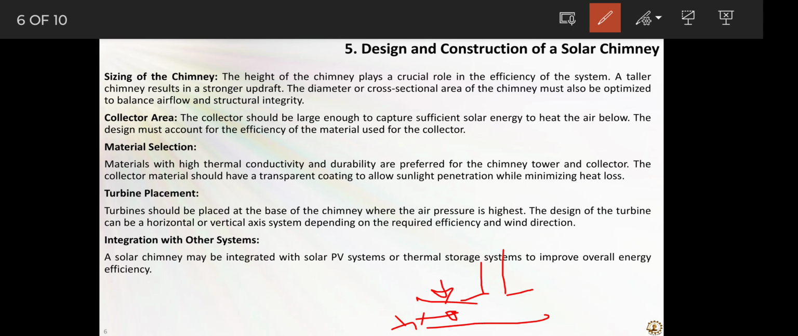Now turbine placement. In the previous figure you have seen that a single turbine is present there. As I have discussed, we can also install multiple turbines. Turbines should be placed at the base of the chimney where the air pressure is highest.